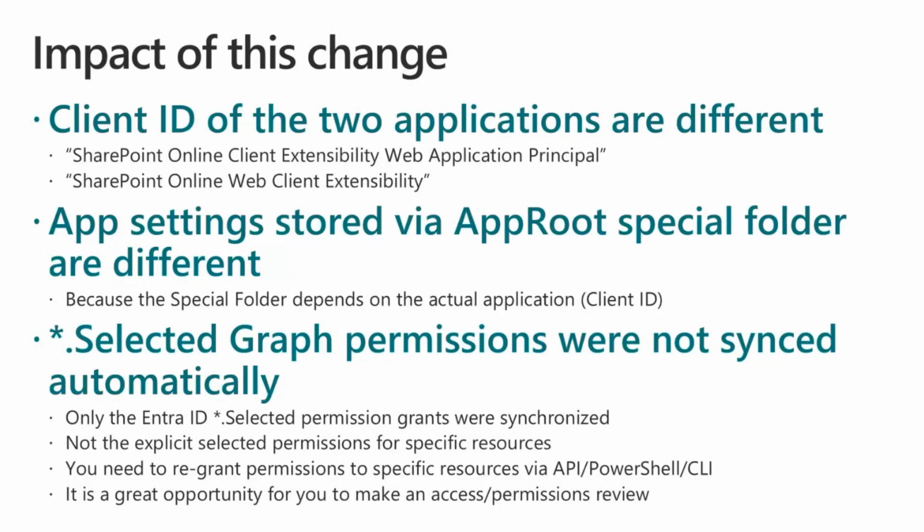So when we introduced the new application, we copied over the dot selected permissions, but we intentionally did not copy over all of the permission assignments for all of the selected resources, because we don't want to have the responsibility to grant permission to access resources on your behalf as a customer. So you need to re-grant all of those permissions, again, up to you, through APIs, PowerShell, or CLI. And if you think about that, it is also a great opportunity for you to make an access and permissions review of all of your permissions from a SharePoint Framework perspective.